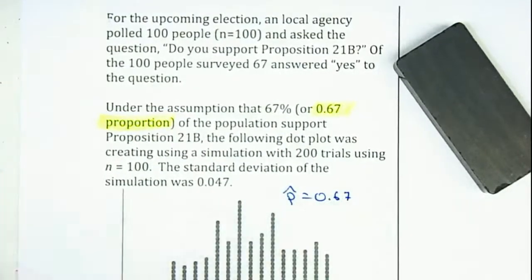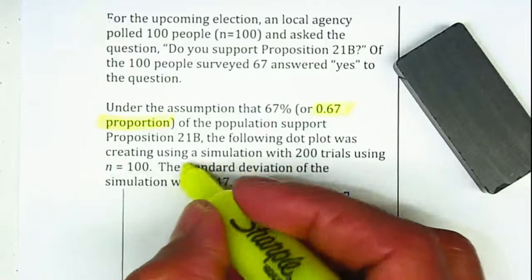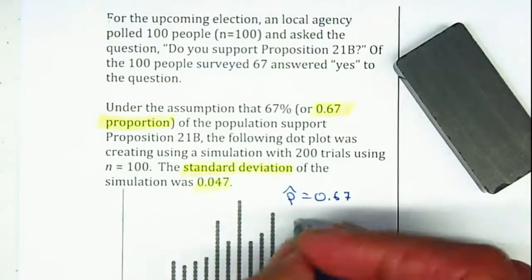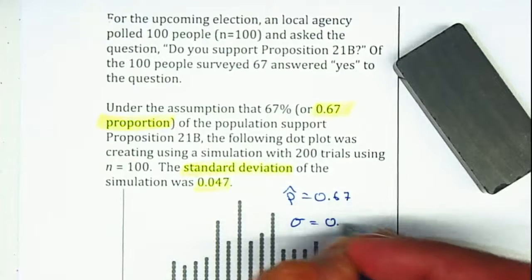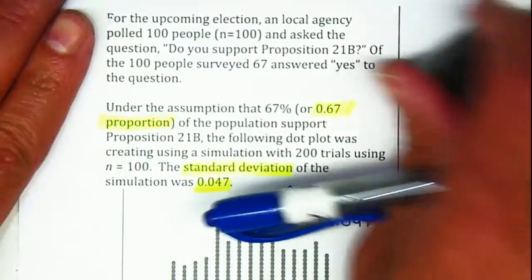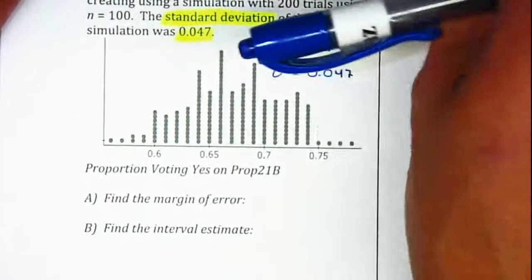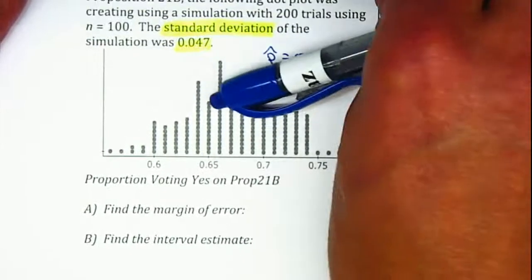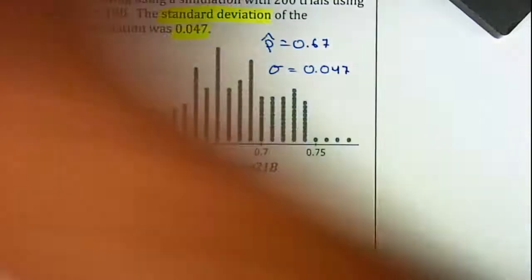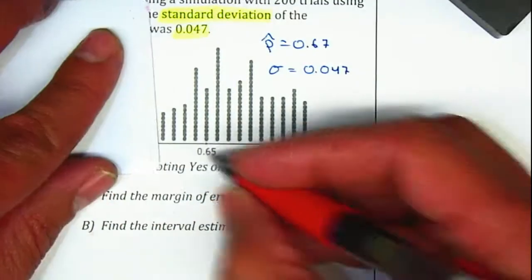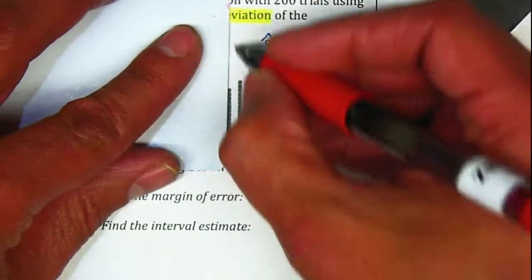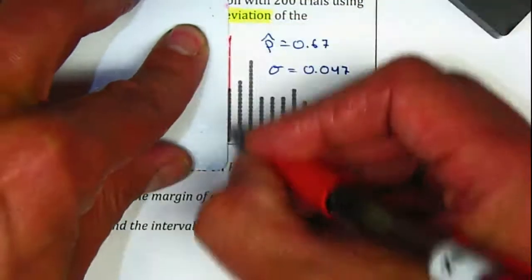And they tell you that the standard deviation of the simulation is 0.047. They are asking you to find the margin of error. Now, the best thing to do is to first place your center, which is your proportion, 0.67. This is your center.